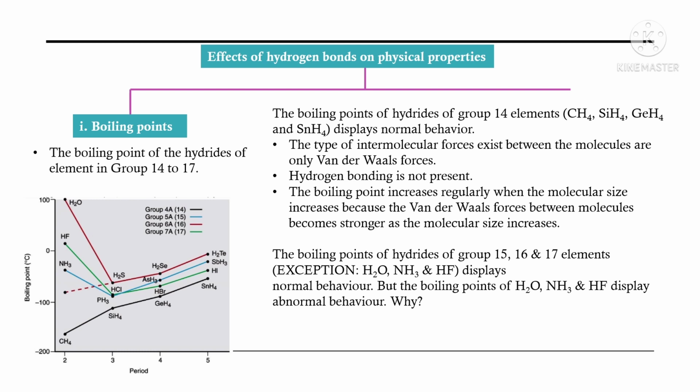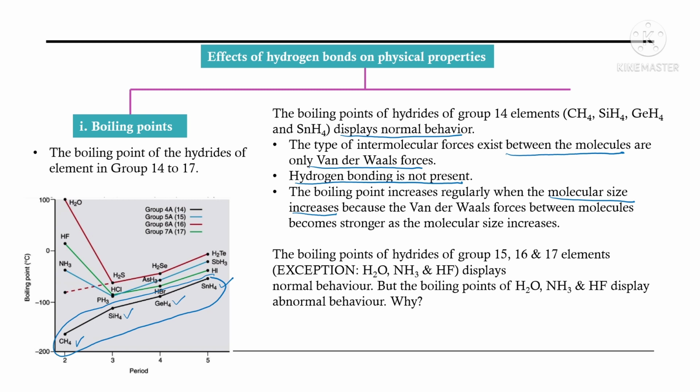We shall look at the group 14 elements first. For group 14 elements, the boiling points display normal behavior because there is no hydrogen bonding involved between the molecules. As no hydrogen bonding is involved between molecules, only Van der Waals forces are present between the molecules. And from CH4, SiH4, GeH4, SnH4, we know that the molecular size increases due to the increase in the molar mass.